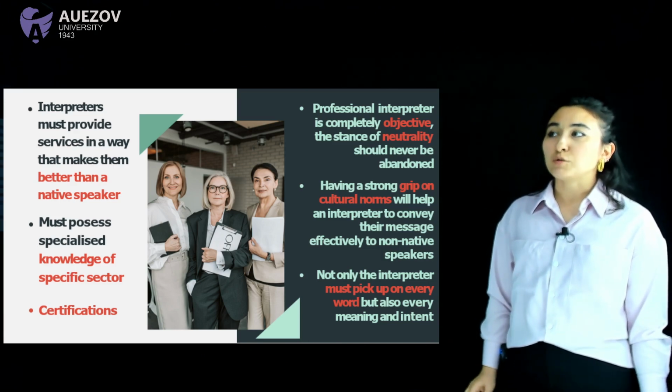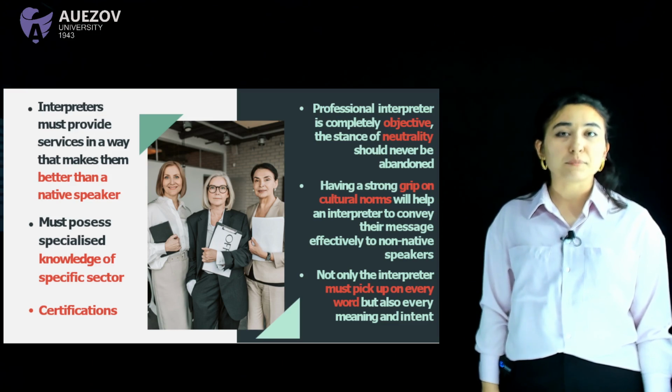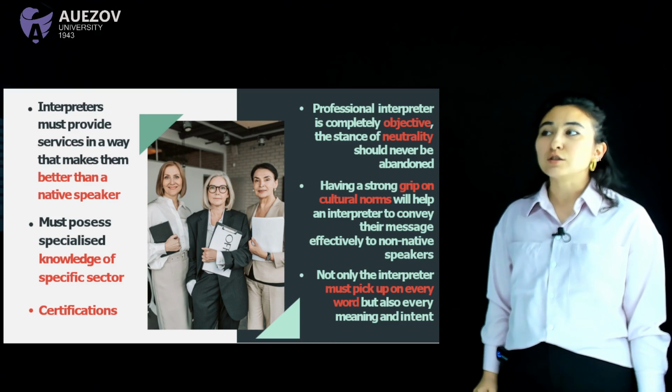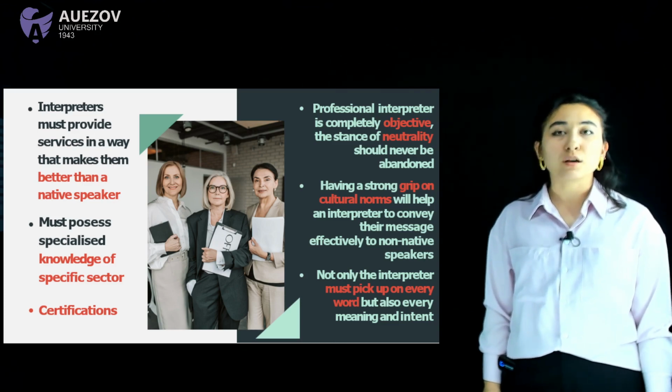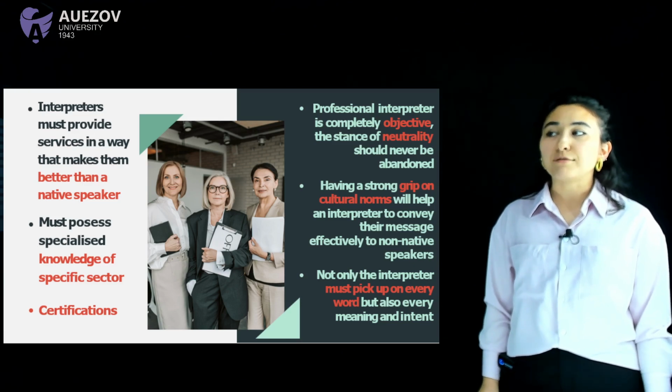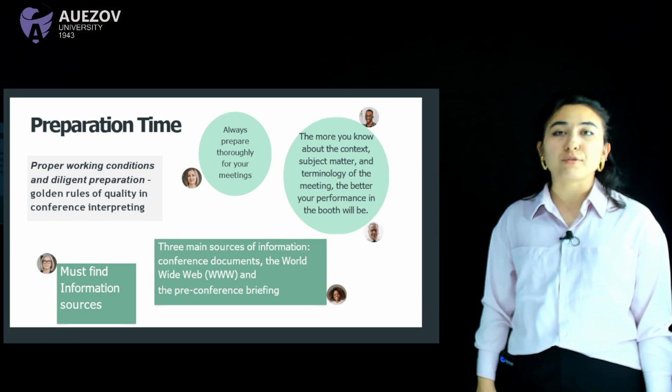Next, he should be objective and take a stance of neutrality. We said that the interpreter is a mediator. This means that he should be neutral. He should have no emotions or feelings to the parts. Next, having a strong grip on cultural norms and must pick up on every word but also every meaning and intent. Next, what is the preparation time?